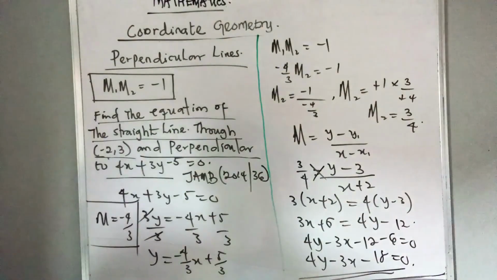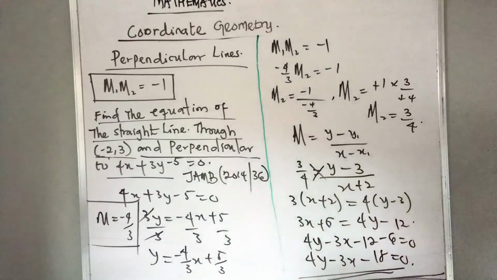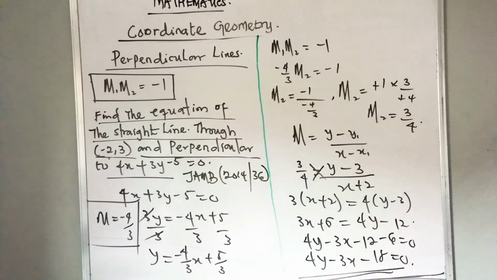So this is our perpendicular line, or this is the equation passing through the point perpendicular to the given line.